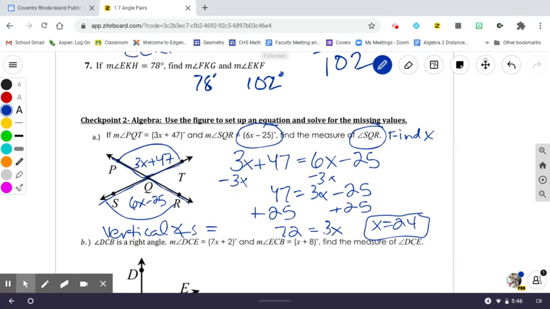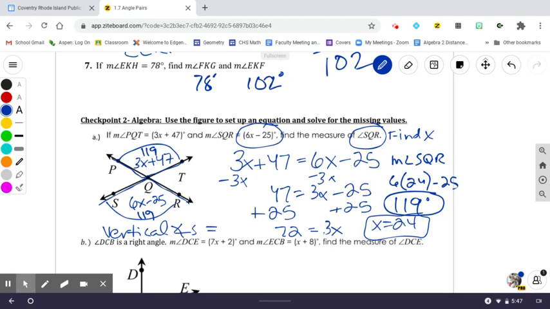I'll squeeze it in here. So the measure of angle SQR is going to be 6 times 24 and then minus 25. So 6 times 24 is 144, and then minus 25 is going to be 119. So that means that SQR is 119 degrees. So this is 119, and then if we ask for this one, also 119.